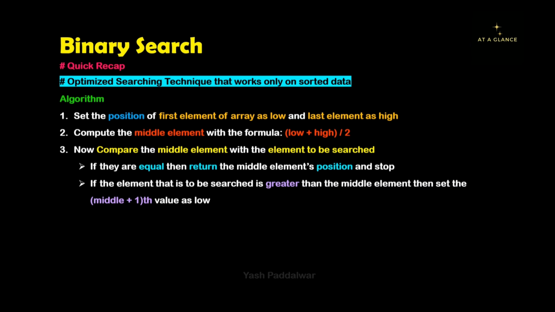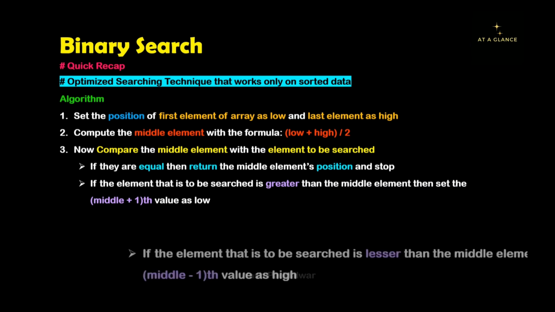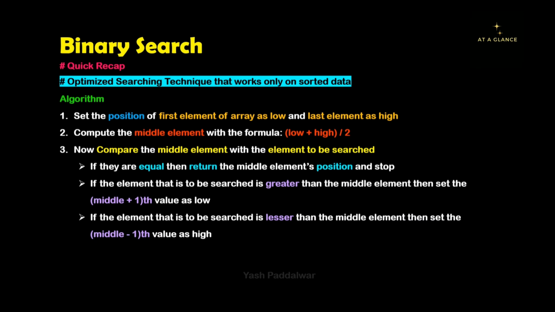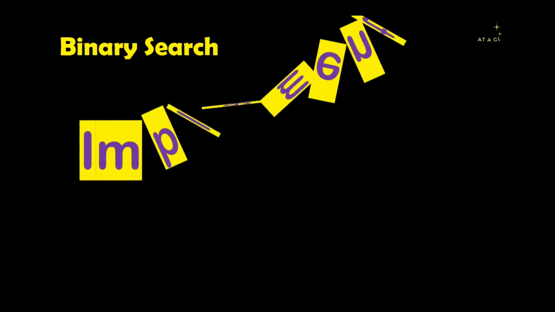If the element to be searched is greater than the middle element, that means it is lying on the right hand side of the middle element, so we need to make low as middle plus 1. Otherwise, if the element to be searched is lesser than the middle element, then it lies on the left hand side of the middle element, so we need to make high as middle minus 1, and repeat the same process.